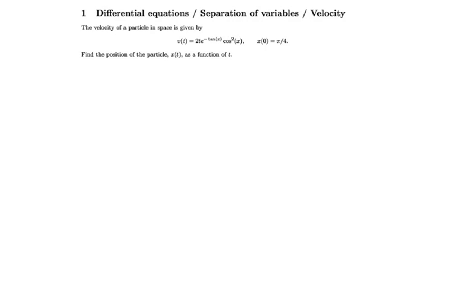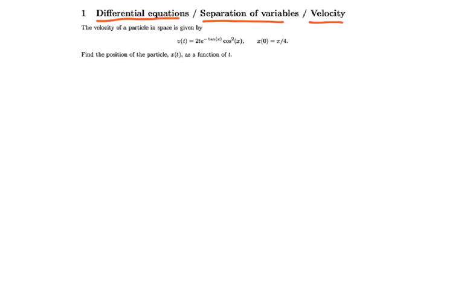Okay, the first problem we're going to look at is about finding the position of a particle from the velocity. So it's a differential equation. We're going to have to use separation of variables to solve it, and it's a velocity position type problem back from the first part of the class.